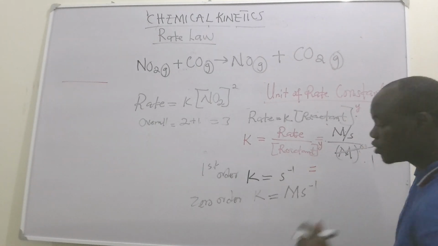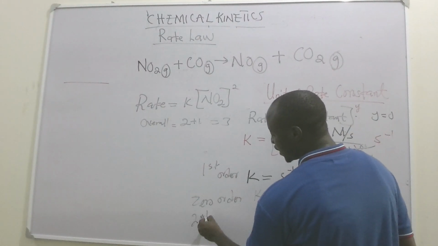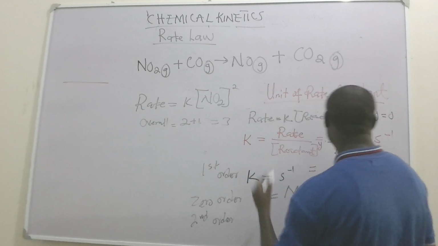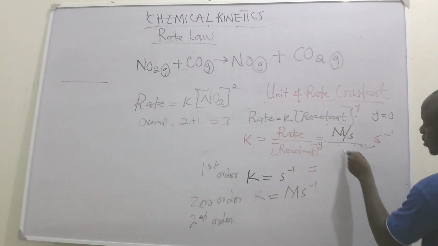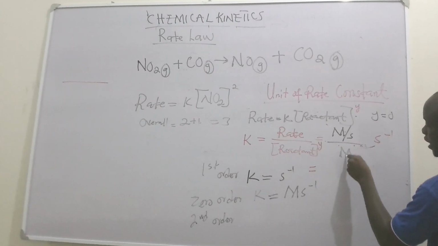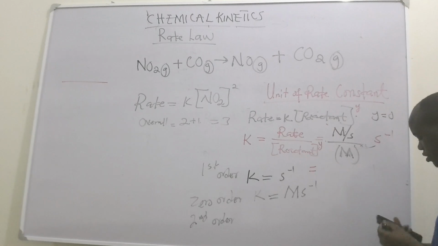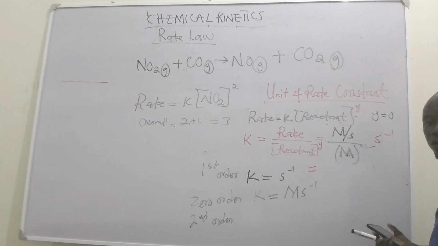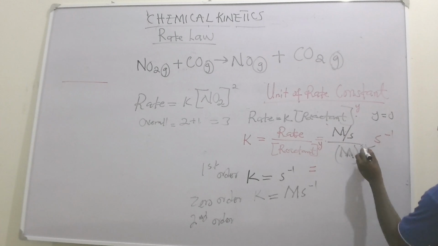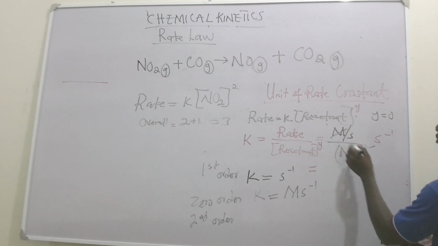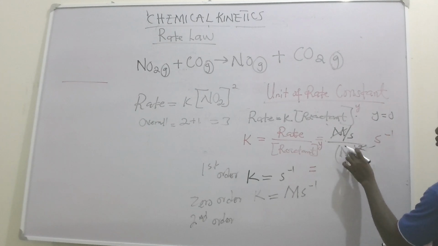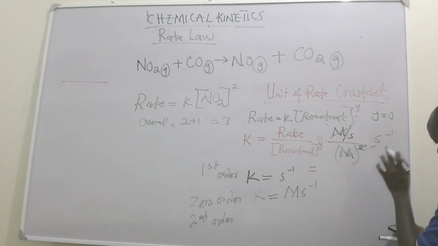So what if it is a second order reaction? If it is a second order reaction, it means that here we have our M, so therefore it is going to be in the form of a square. So at the end, what will happen, this one will now take care of this, so we are now going to be left with only 1 M.